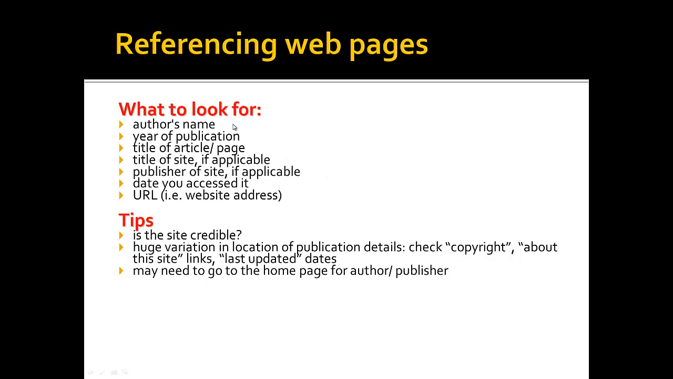So you'll need to look for the author's name, year of publication, title of the article or page, title of the site, if applicable, publisher of the site, if applicable, the date you accessed it, and the URL. So that's the website address. Now, a few things to consider when referencing web pages. You need to consider whether the site is credible. There is a huge variation in location of publication details, so check copyright, about this site links, last updated links, and so on. You may need to go to the home page for the author or publisher.